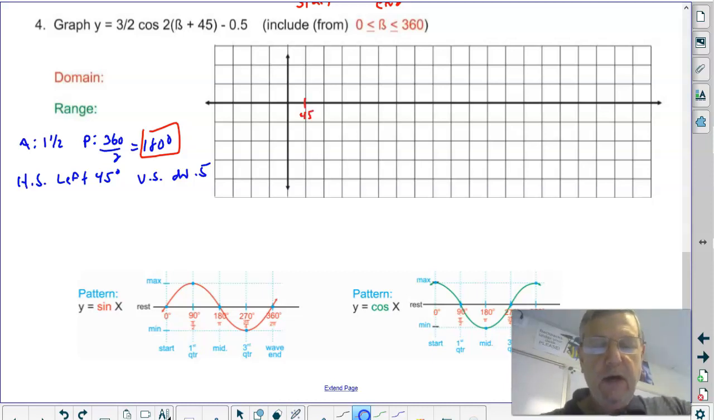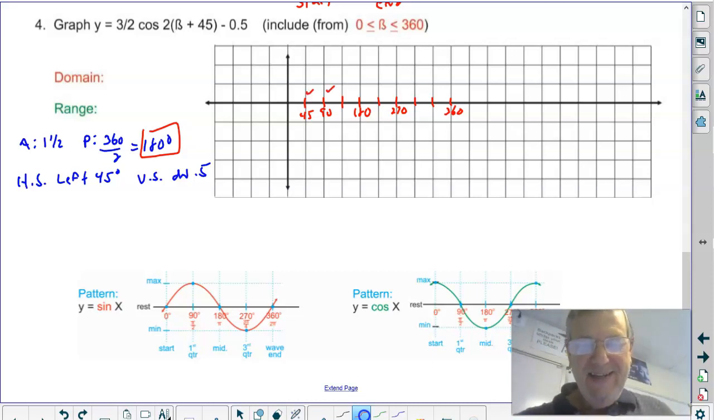So this is 45, 90, 135, 180, 225, 270, 315, 360. Did I do that right? 1, 2, 3, 4, 5, 6, 7, 8, 9. Something's off. All right, 45, 90, 135. Okay, I see already where we're off. Let's fix this. Brother, it would help if I could count, right? We'll get it. All right, let's go back.